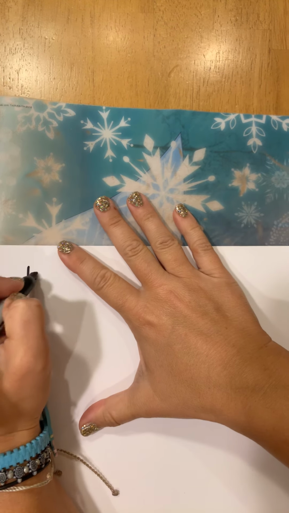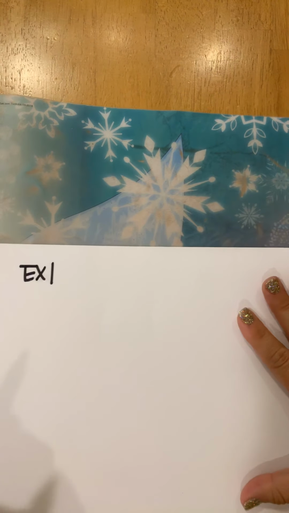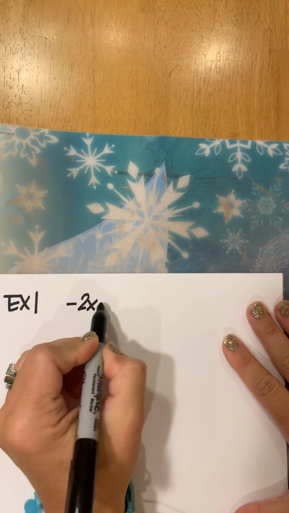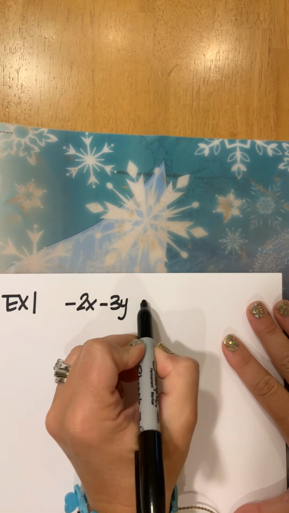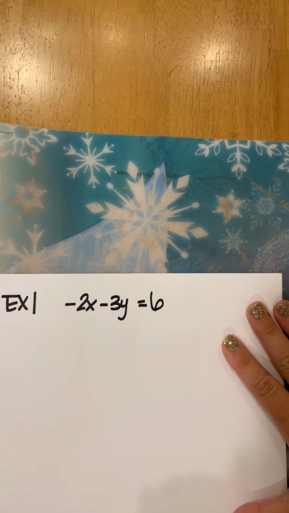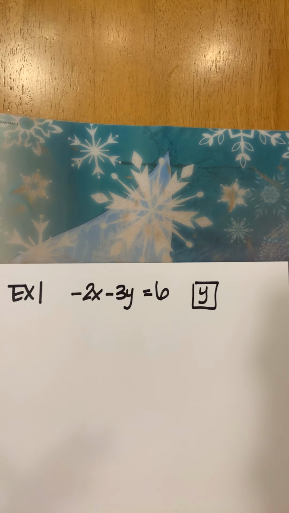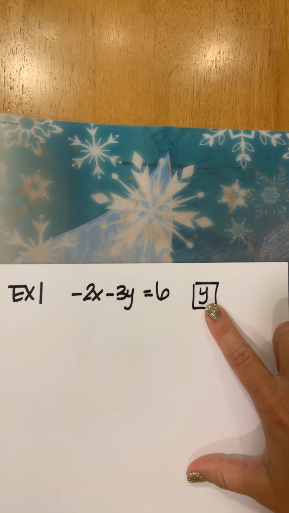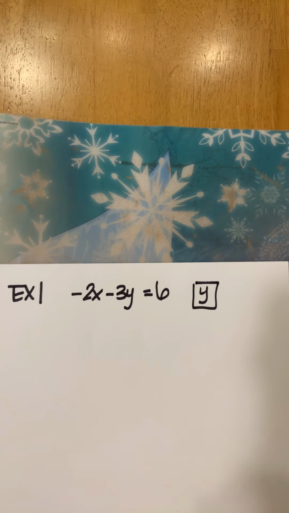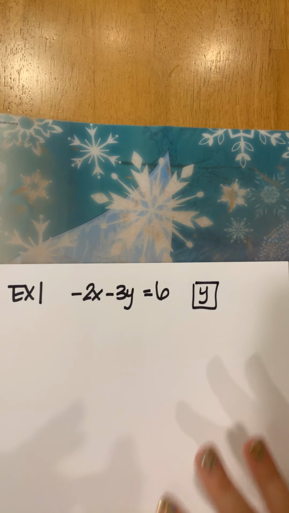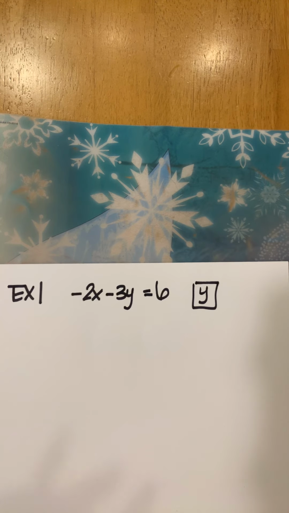So the first thing that it gives us in example 1 is negative 2x minus 3y equals 6. And it wants us to solve for y. So I always tell my other classes when we get to this that we want to pretend that this variable is essentially glued in place and everything else has to move. So similar to everything we've done so far, this is essentially just a two-step or multi-step equation at this point that we're solving for that specific variable y.